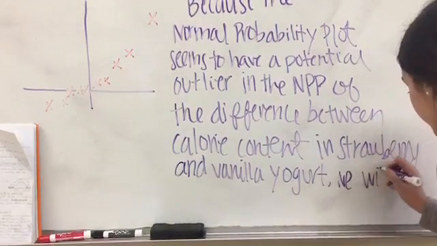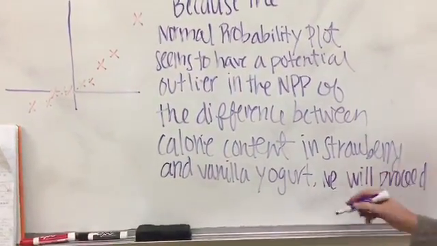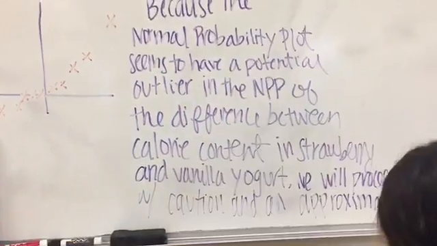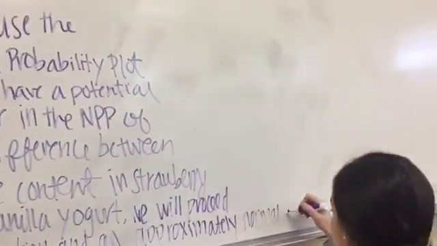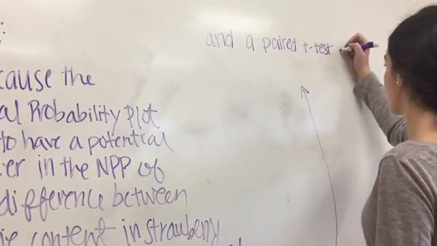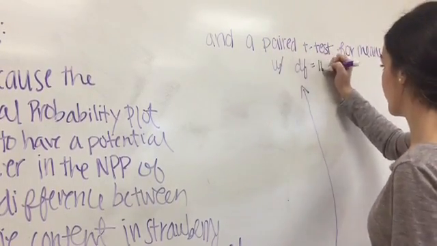Because the normal probability plot of the difference between calories of strawberry and vanilla yogurt is fairly linear, though there seems to be a slight outlier, and all the other conditions are met, we will proceed with caution with an approximately normal and paired t-test for means with a degrees of freedom of 11.